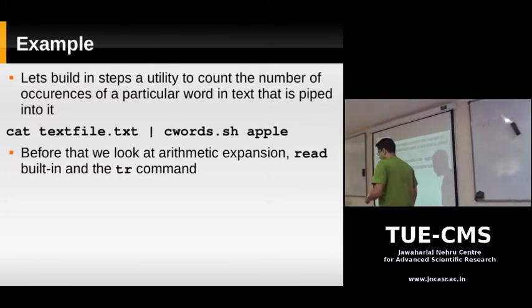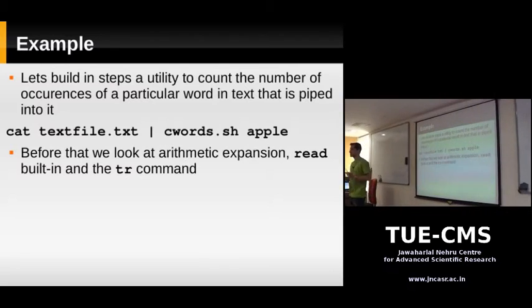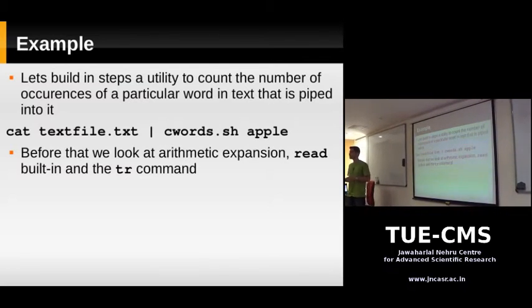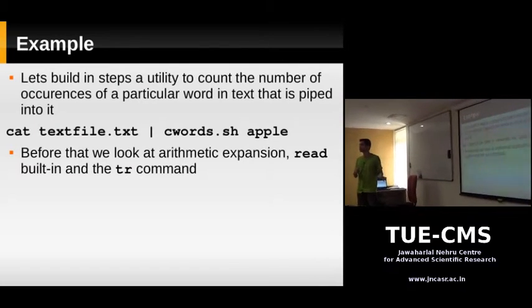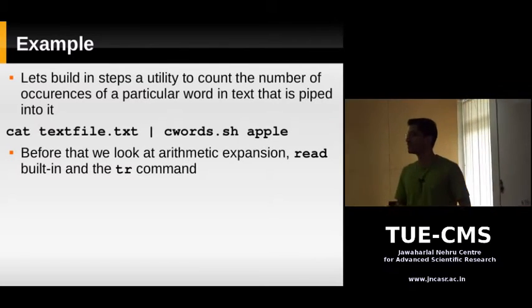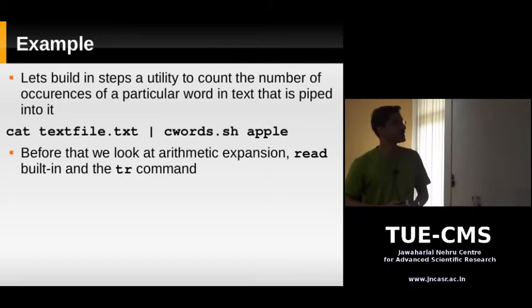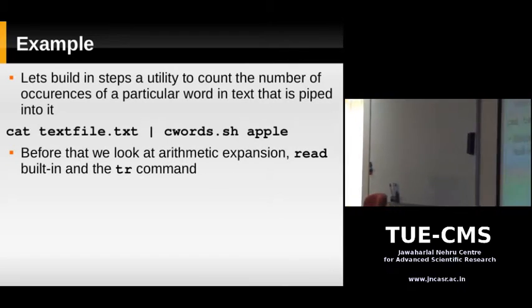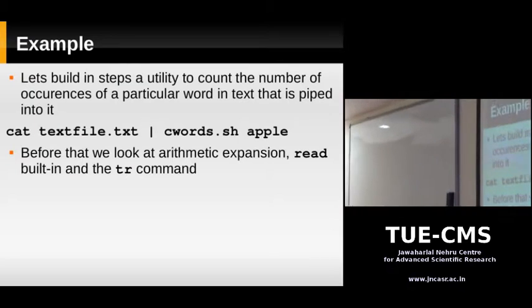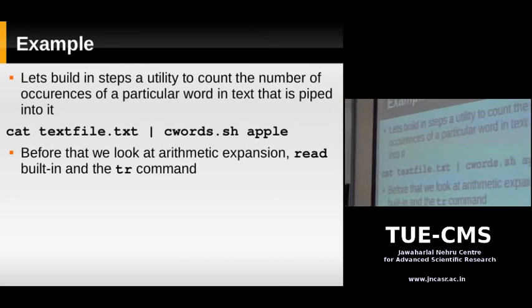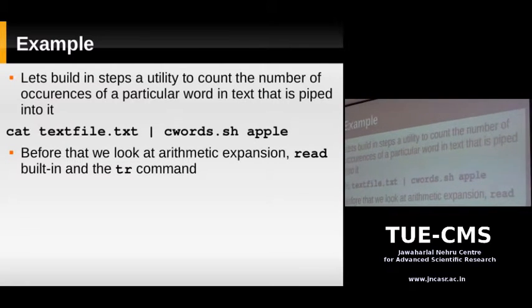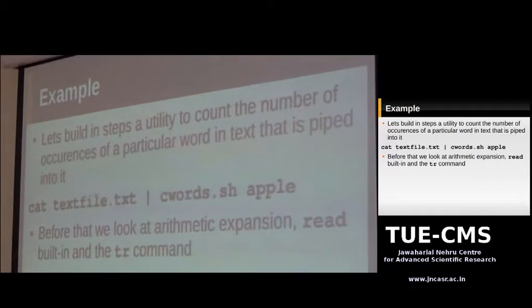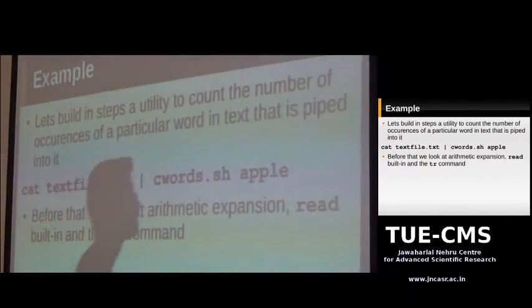Okay, now we're going to do a little example, a little bit complicated, where we're going to build a program step by step, and we'll be using most of the constructs we saw earlier. What are we going to do? We're going to make a small utility that will count the number of occurrences of a particular word in some text. You remember we ran the sort command.